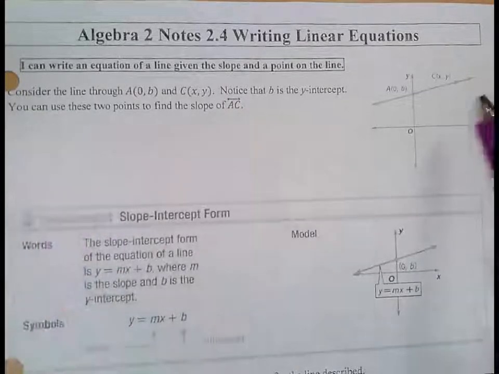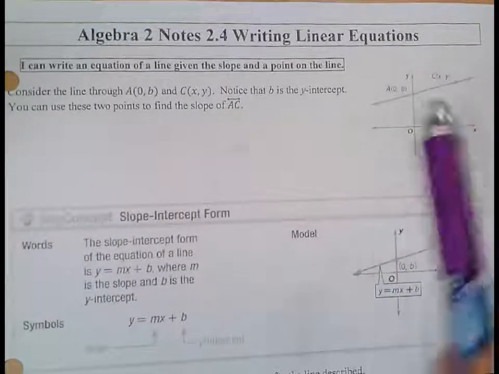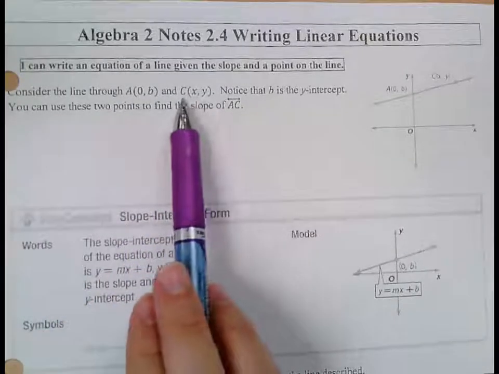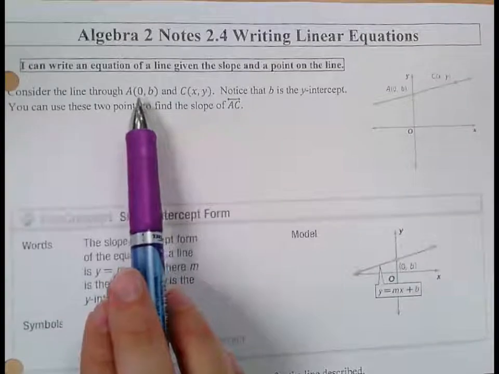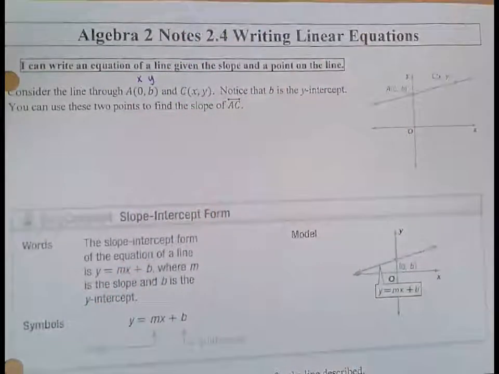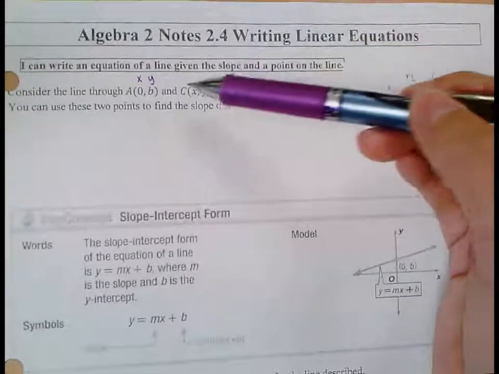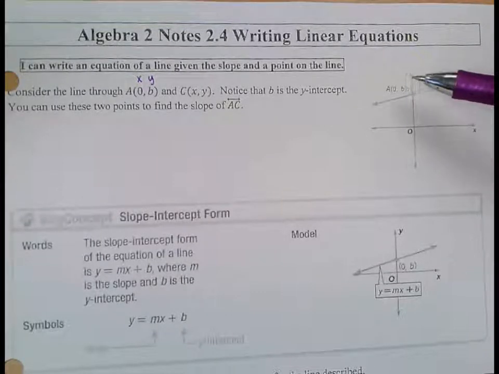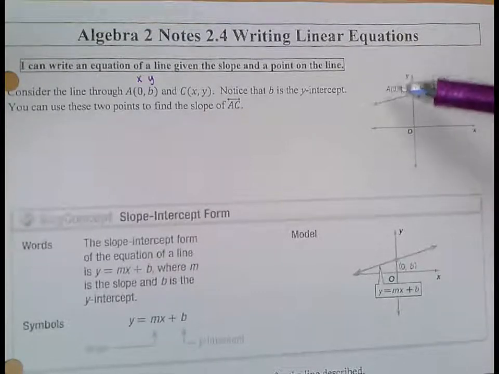So I have just a general line here, and it says consider the line that goes through points A and C, where A has the coordinates 0, b, so the x-coordinate is 0, the y-coordinate is some number b, and then C is any other point on the line with just coordinates x, y. And it says notice that b is the y-intercept, so you can see that on the graph, but also from the ordered pair, that x-coordinate is 0, so that means it's the y-intercept.